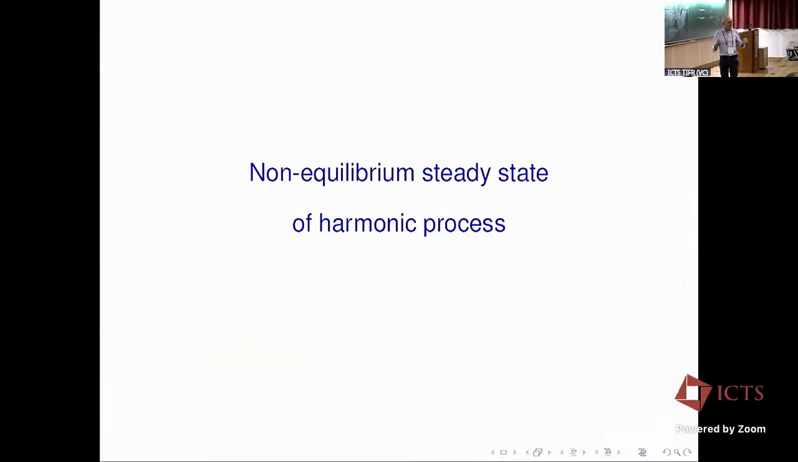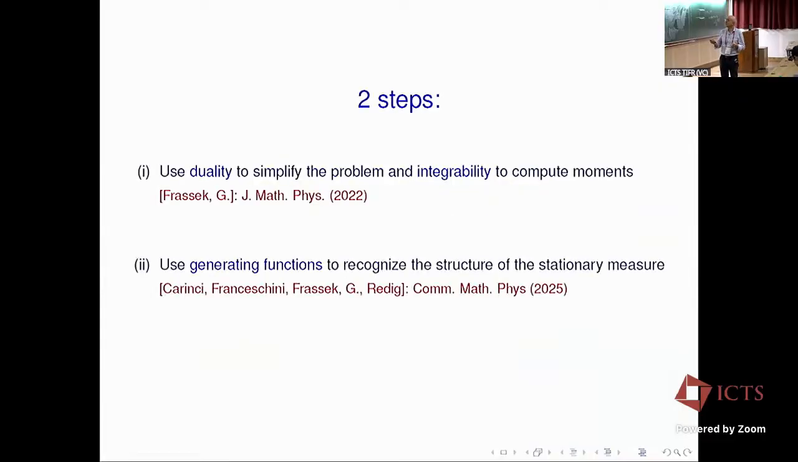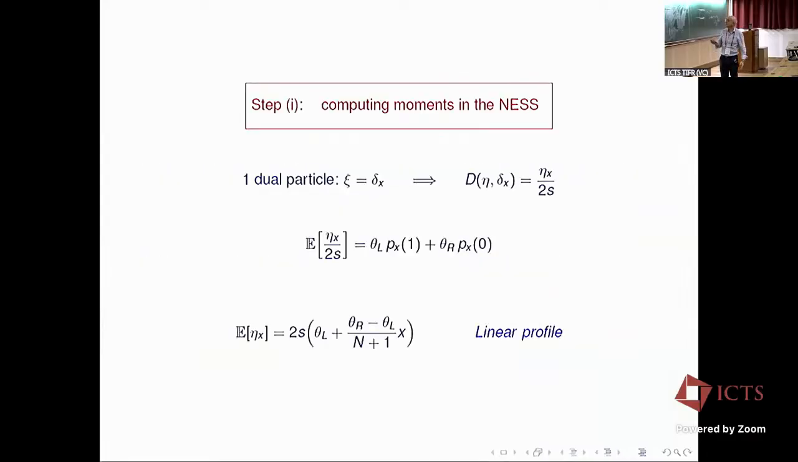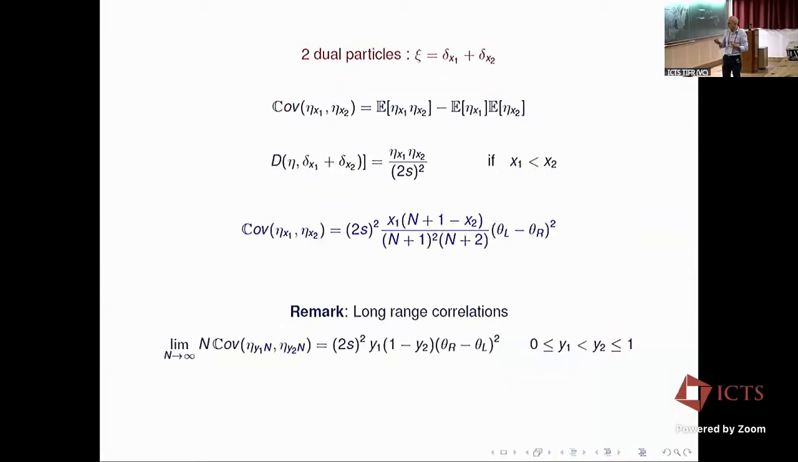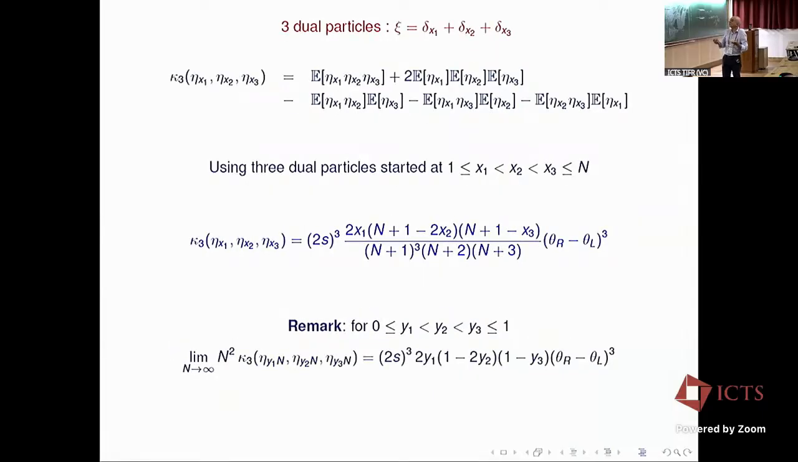For this model, we can run the program and we can explicitly describe the non-equilibrium steady state. So this was done in these two works. In the first one, we computed these absorption probabilities. For a concrete instance, if you have one dual particle, this will be just one random walk, and it's linear, the probability to be absorbed at left or right depends on the starting point, so you get the linear profile. If you have two dual particles, you compute the covariance and you get this form, which shows long-range correlation. If you have three dual particles, you compute the third cumulant and you get this form, and so on.